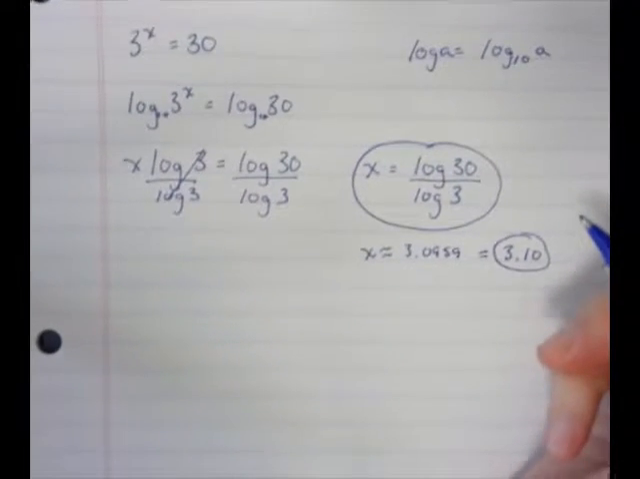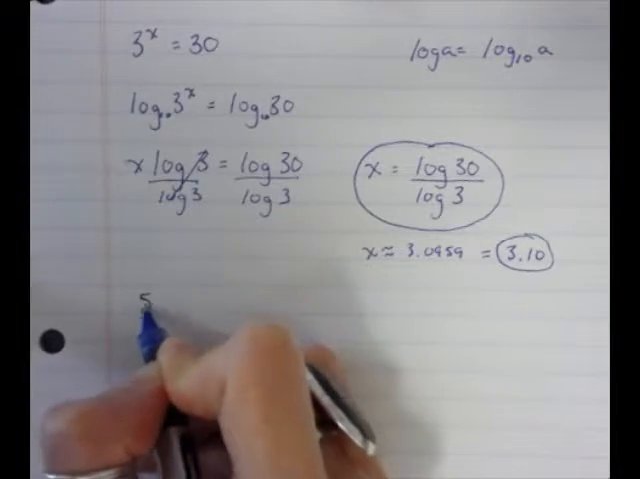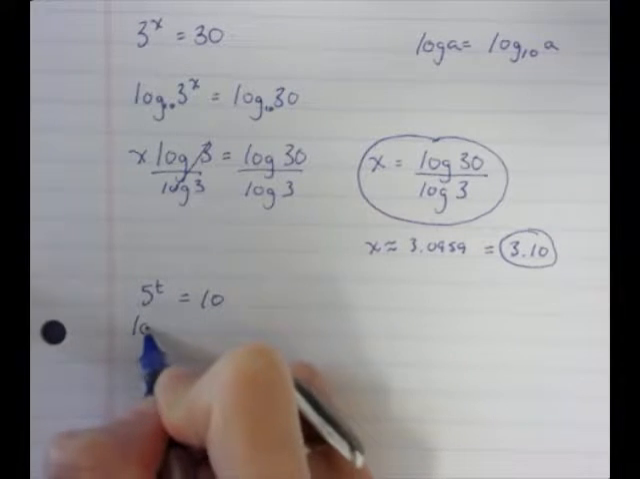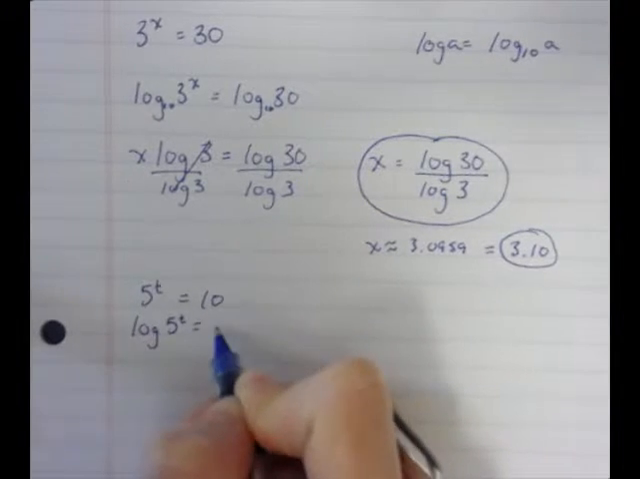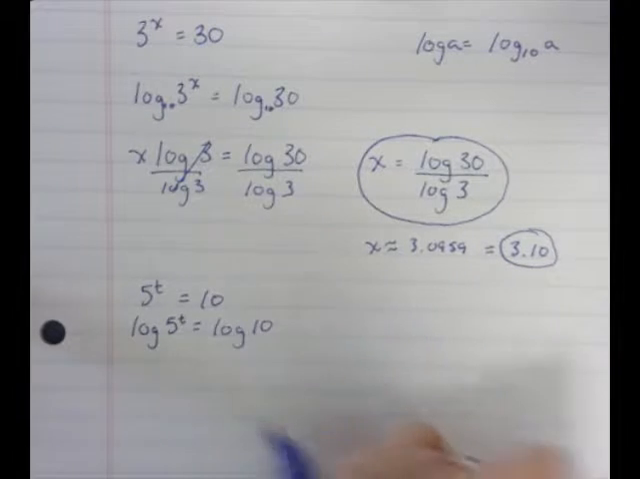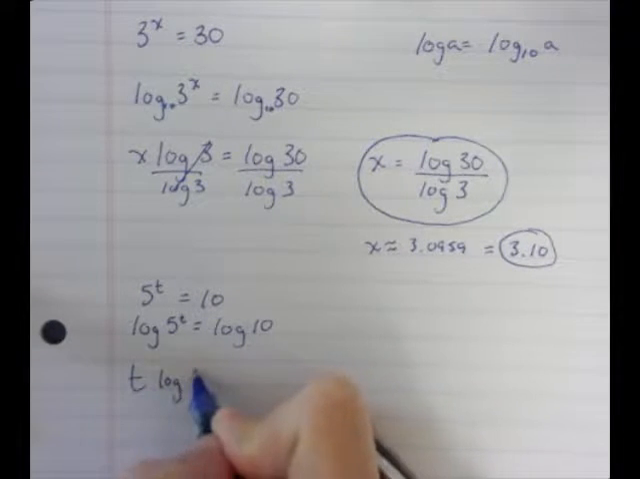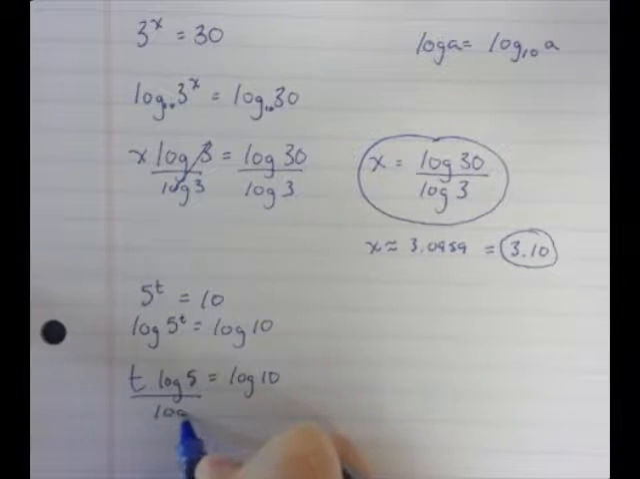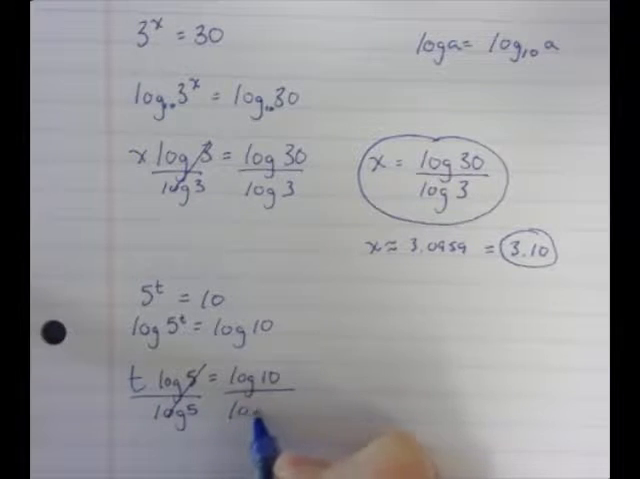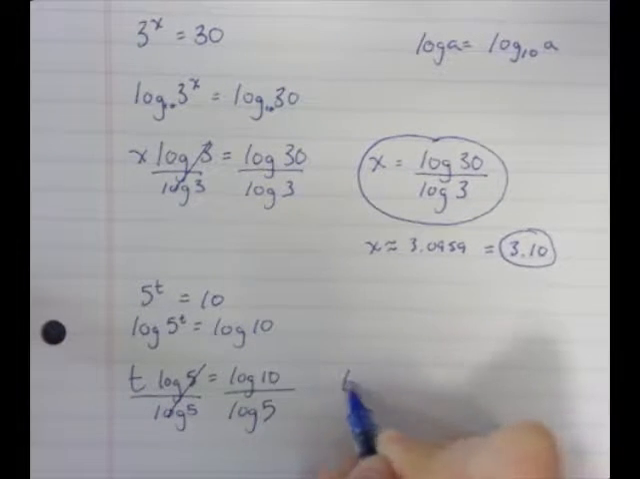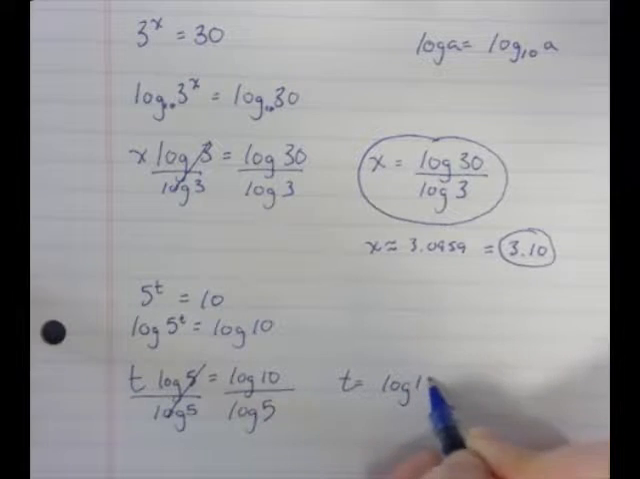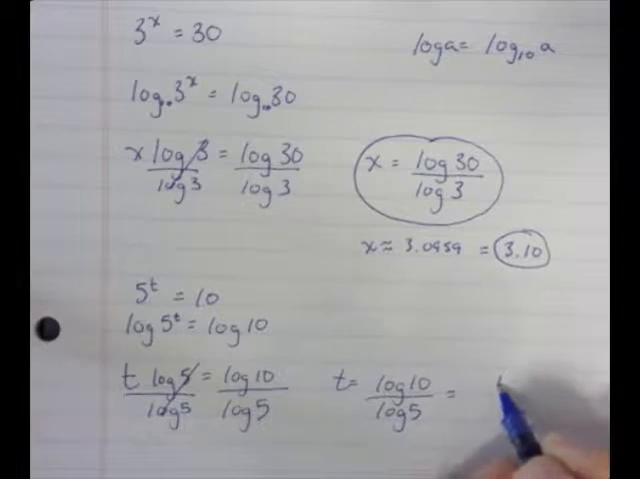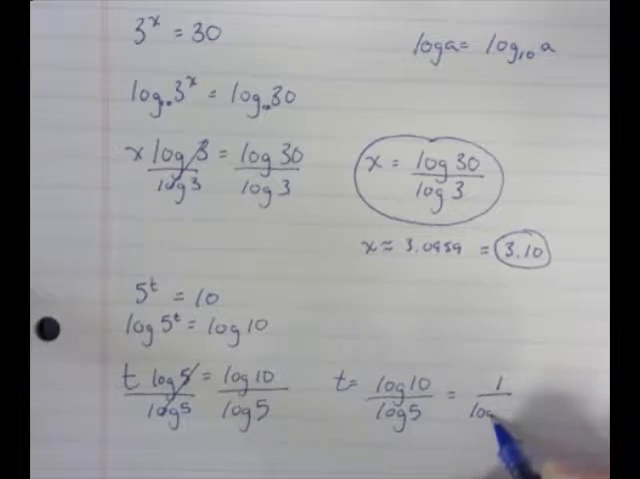So now we're going to do another one. It's the same process, but there's a little bit more to it. And again, I go through the same process of rewriting it as logs, and I divide by log 5 so I can get t alone on both sides of the equation. So my calculator ready form would be log 10 over log 5. But if you notice, your calculator ready form is 1 over log 5.